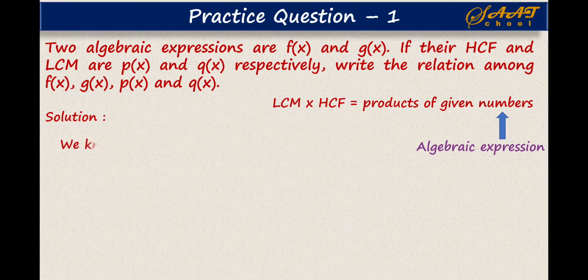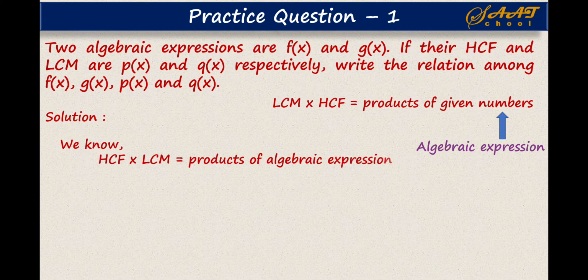Now we can show the relationship among them. Here, LCM and HCF are given, which are Px and Qx, and the two given algebraic expressions are Fx and Gx. So HCF is Px, LCM is Qx, and the given expressions are Fx and Gx. And this is how we show the relationship among them.